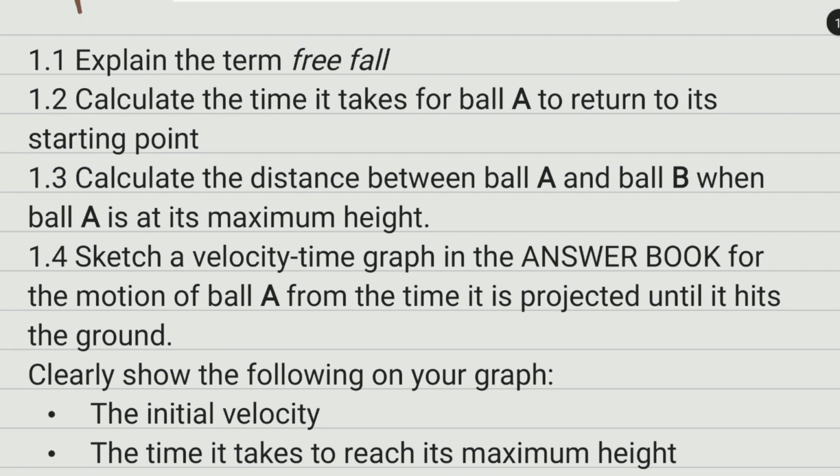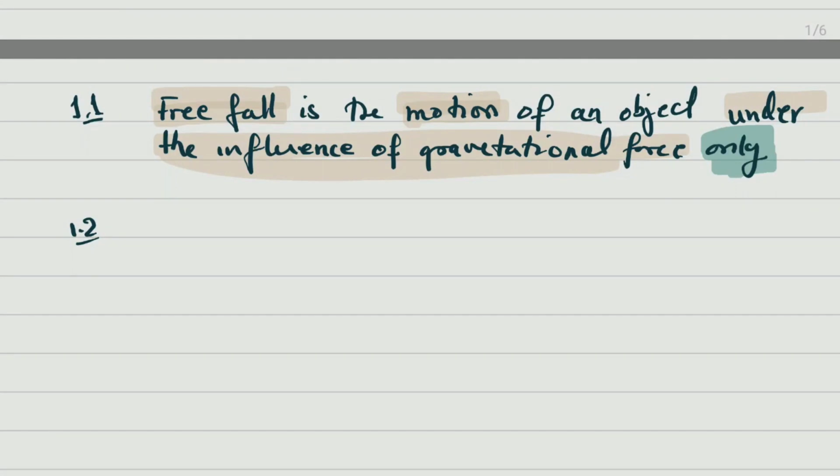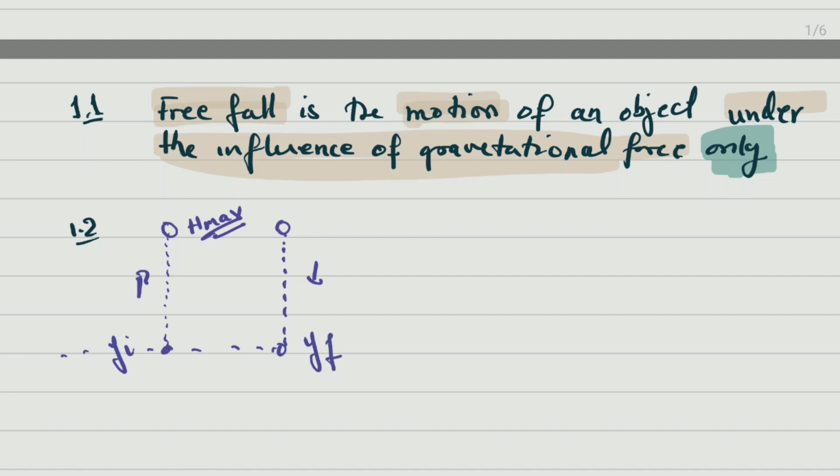Question 1.2, calculate the time it takes for ball A to return to its starting point. So now we're working with ball A. In this question 1.2, what is the situation? We have an object A which has been thrown up, and this object is going to go all the way to the maximum height. It's going to stop there and is going to return down to the starting point. Remember, the starting point is not the ground. So it's going to move up and move down. I want you to see something. The initial position and the final position for this object are going to be the same. So the displacement of this object is equal to 0 when it returns to the point of release.